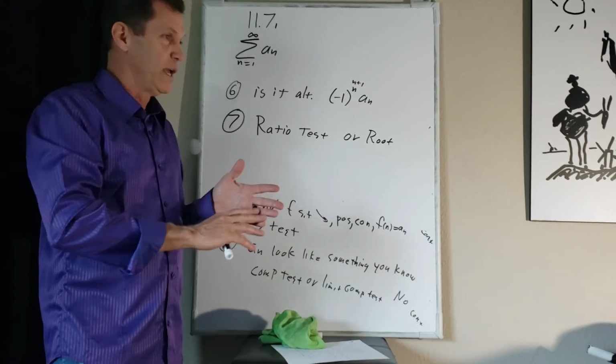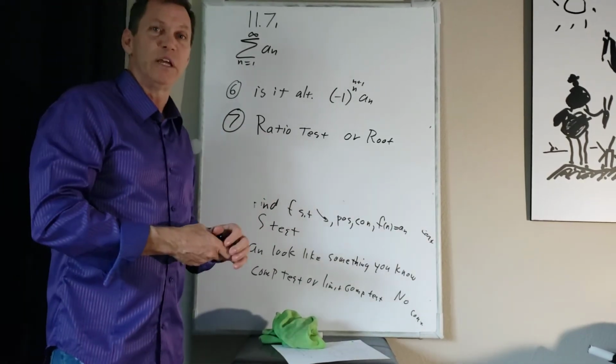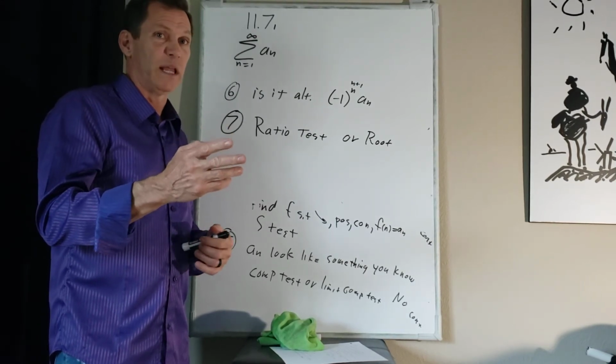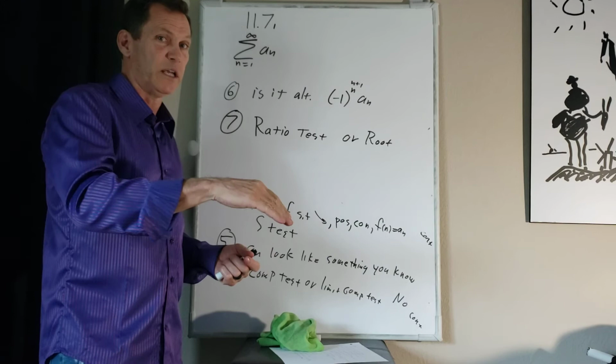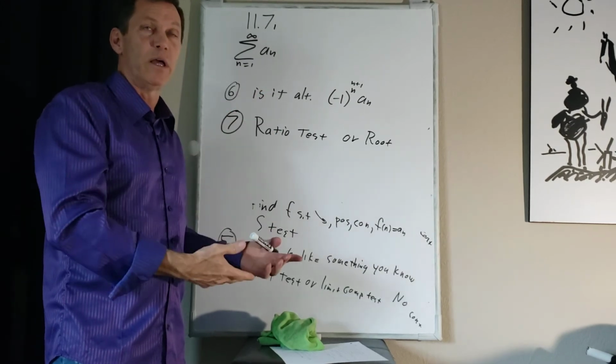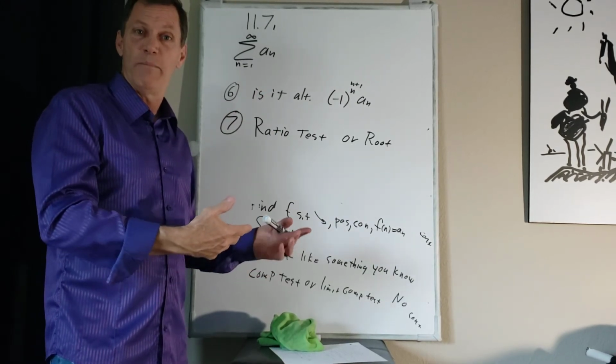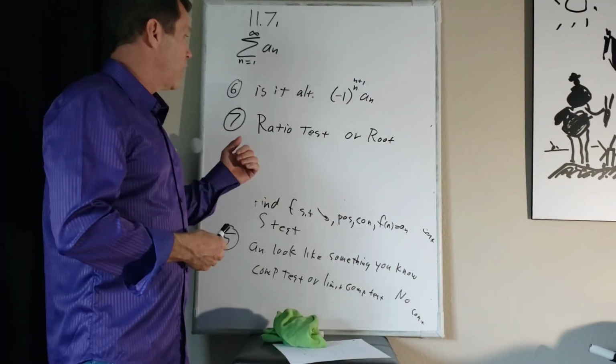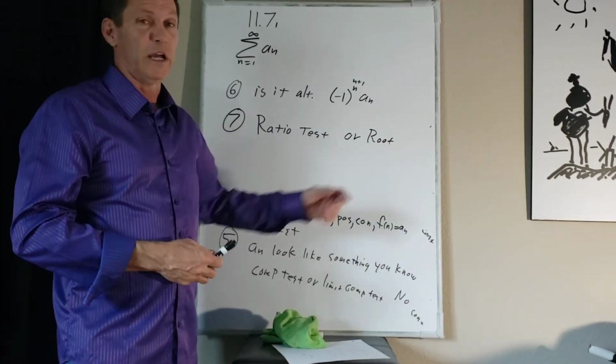If it doesn't pass any of those, then I'm going to see if it's alternating. If it's alternating, I'm happy because the alternating test is really easy. All you've got to do is show it's decreasing and going plus, minus, and I know it converges, and I also know a bound for that stuff. If it's none of those, then I'm going to go to the ratio test or the root test.